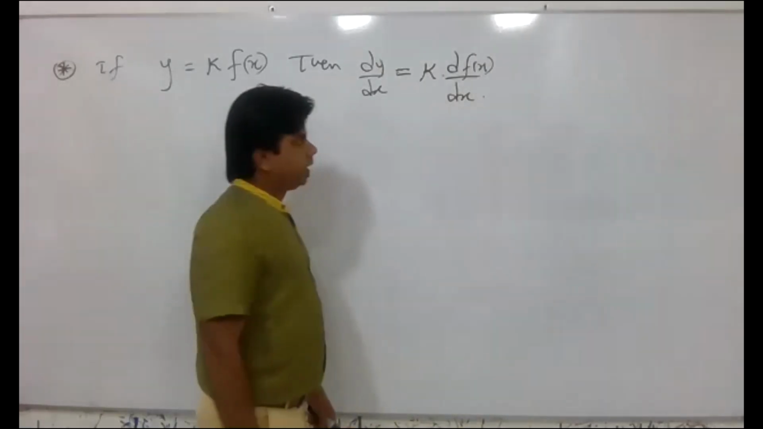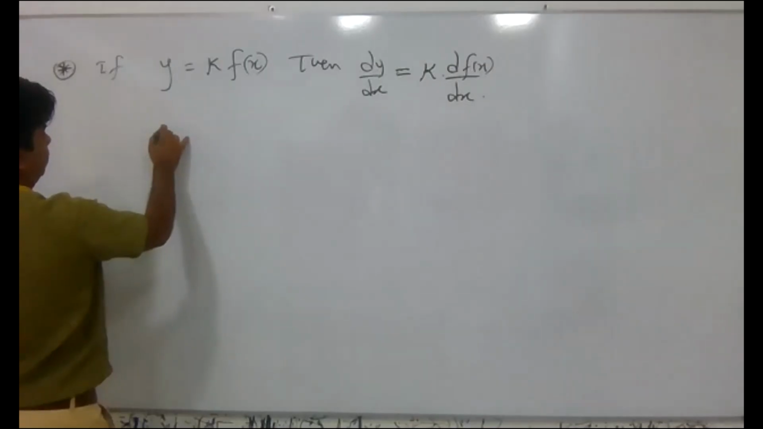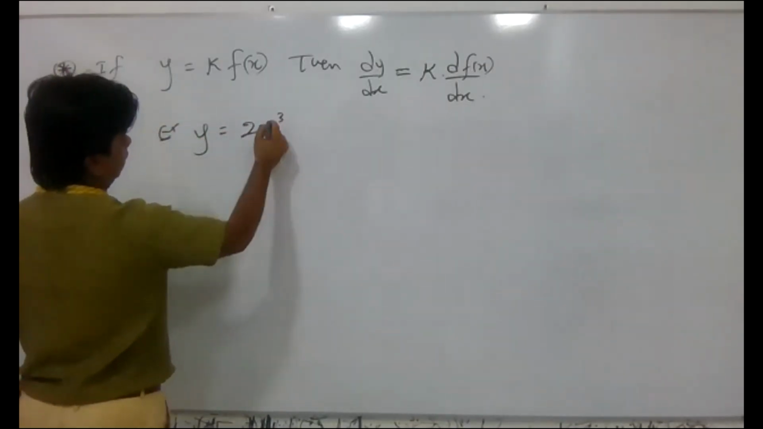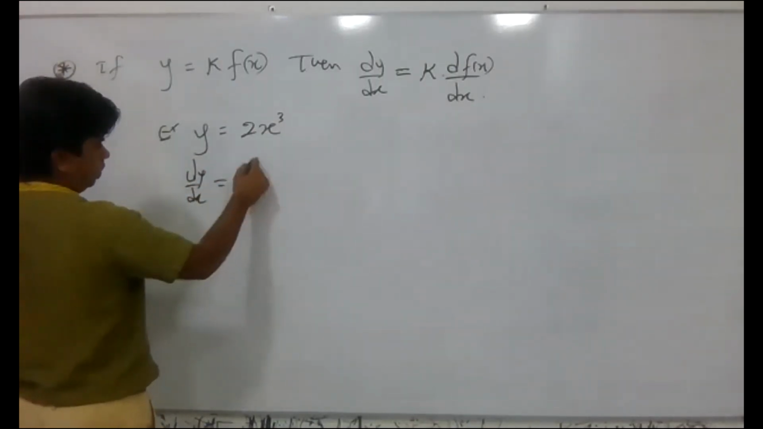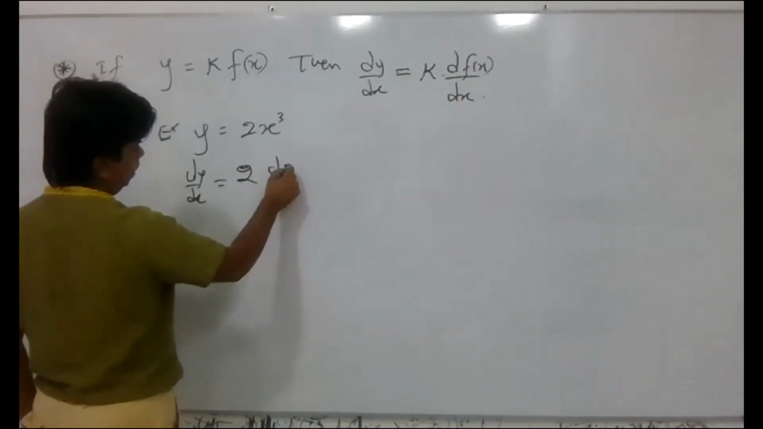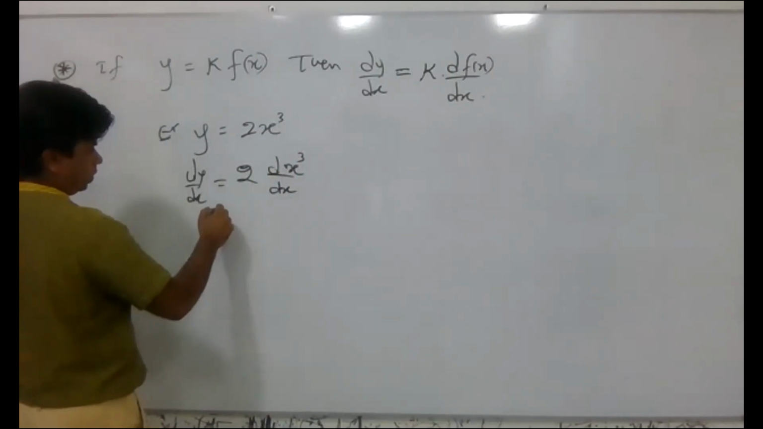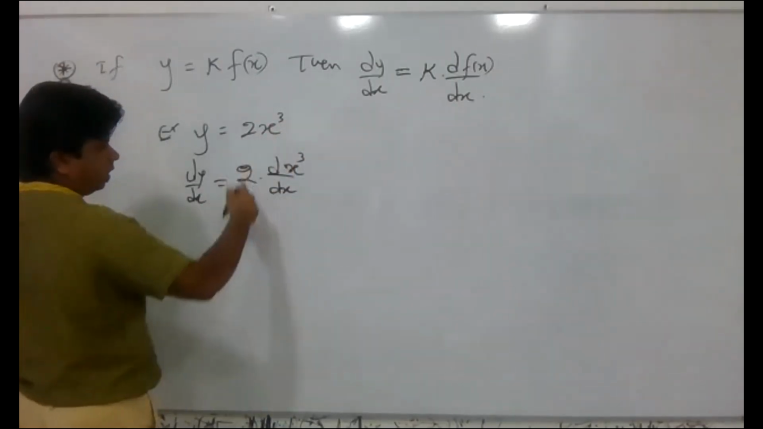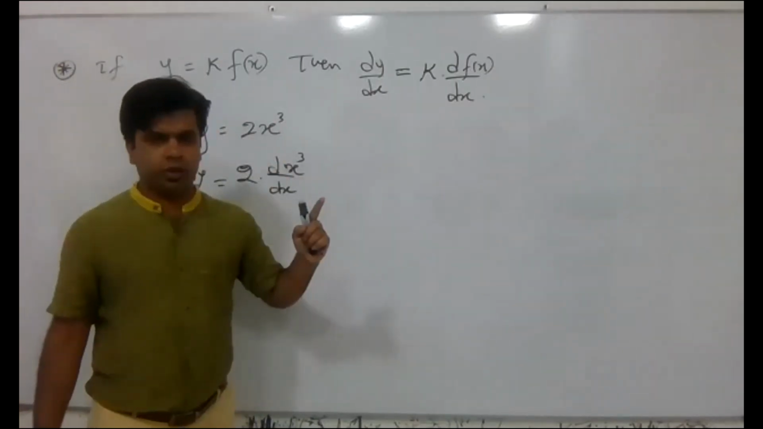Now, this is a particular property. As an example, if you have y equals 2x to the power 3, then dy by dx equals 2 into d(x cubed) by dx. That's the simple idea. So if you have a constant, you can take the constant with the function.